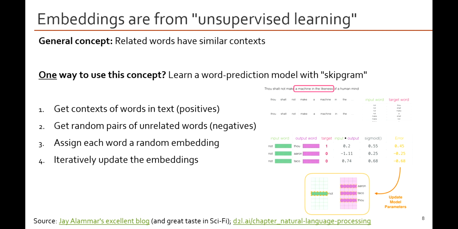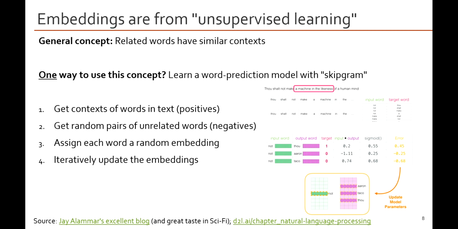And there are many ways of going about, say, taking the context of different words throughout many samples of text. One of them that we're going to use to illustrate this concept is called skipgram. It's described in Jay Alammar's blog on this subject, which I'll also note has superb taste in sci-fi book references, and details the key process of building up these embeddings with skipgram.